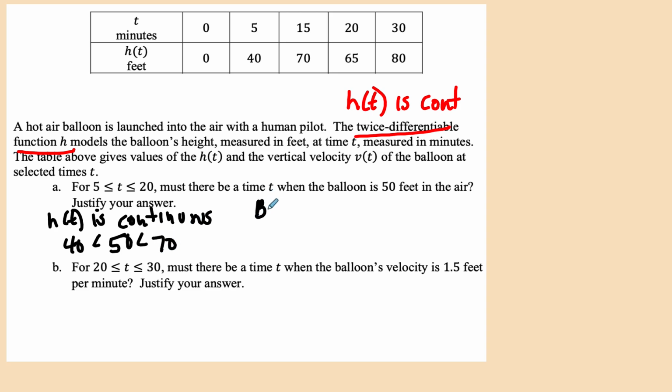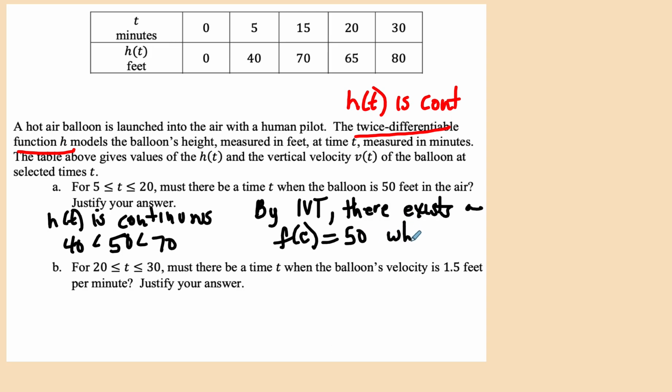So by the intermediate value theorem, there exists a c where h of c is equal to 50, where c is in between 5 and 15. So that is the use of the intermediate value theorem. Okay, let's take a look at the next problem.